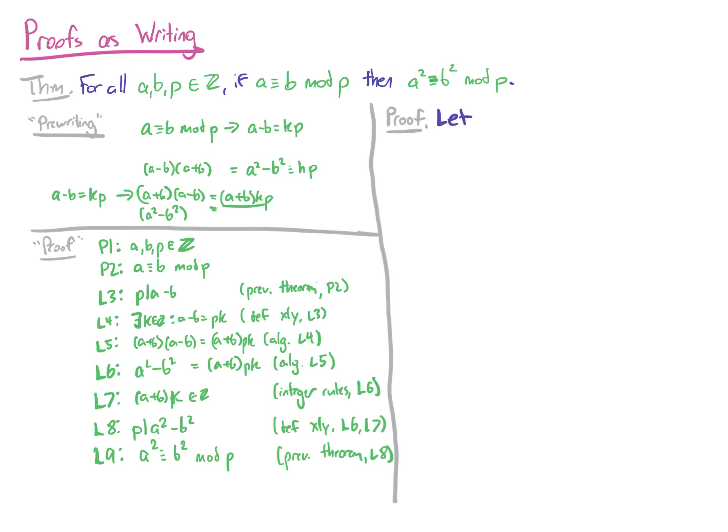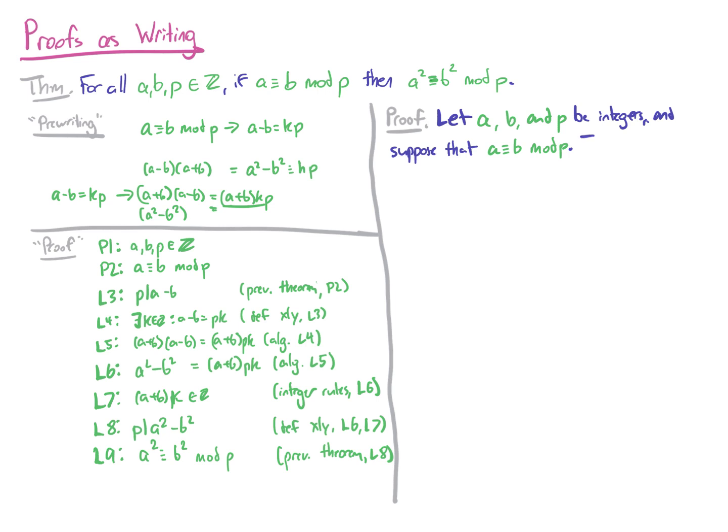Let A, B, and P be integers. Let's start with that. And suppose that A is congruent to B modulo P. So what we've done is we've stated our premises. We've just done it in English language, but you can see, okay, premise 1, A, B, and P are integers. Premise 2, A is congruent to B mod P.